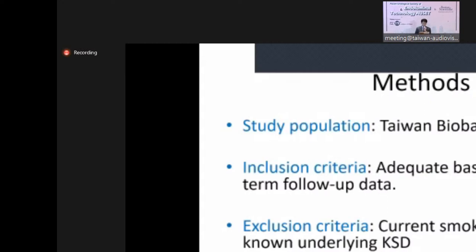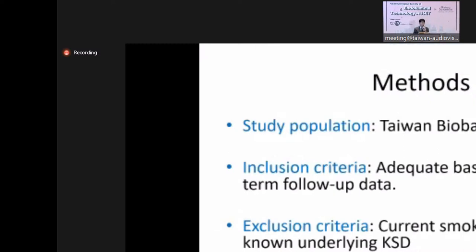And in the exclusion criteria, we exclude the people who were current smokers or ex-smokers. When we do the secondhand smoke research, we need to exclude this kind of participants. We will focus on the never smokers.